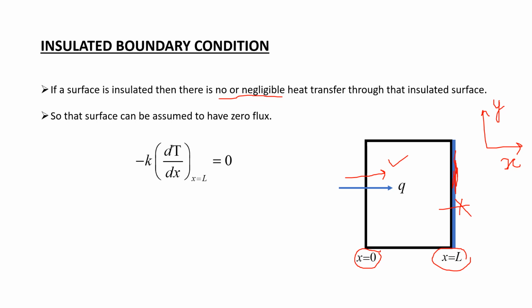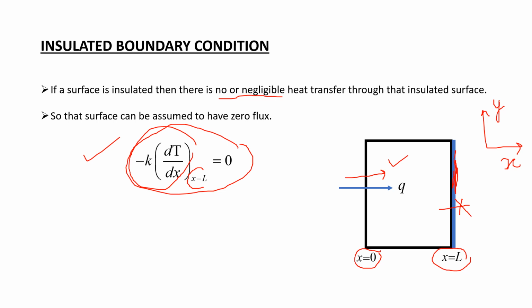So we can write the boundary condition as, minus k dT by dx at x is equal to L is equal to 0. This expression means the flux, that is minus k dT by dx, at x is equal to L is equal to 0.